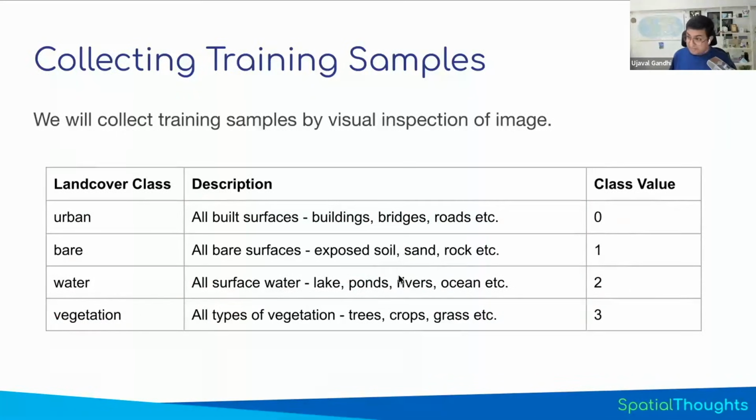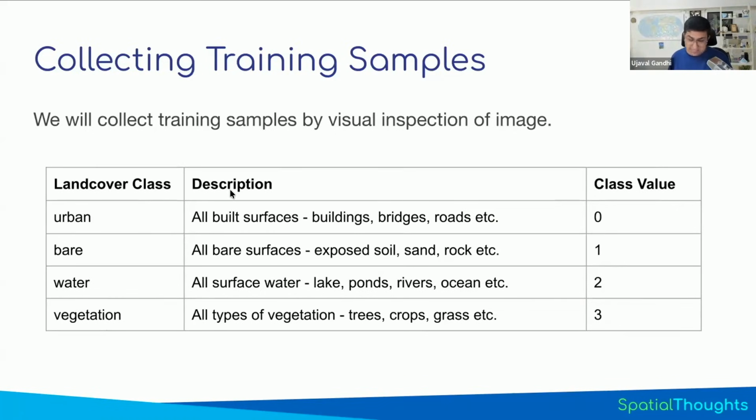Again, this is a very broad definition. You can have more minor classes. For example, you might want to have vegetation of different kinds, such as forest, agriculture, and so on. We're going to have a catch-all definition here just to keep things simple and make sure you are able to complete the exercise.